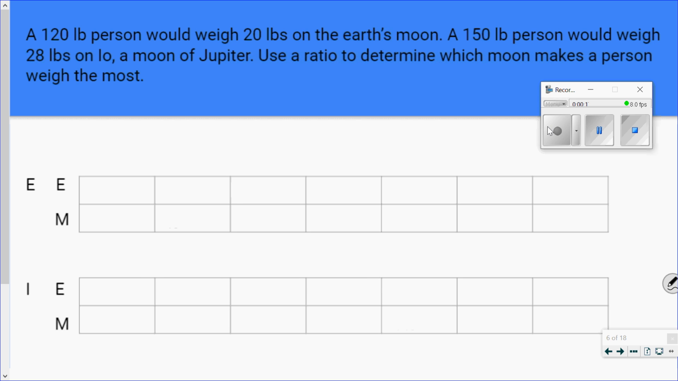So it says a 120-pound person would weigh 20 pounds on the Earth's moon. A 150-pound person would weigh 28 pounds on Io, that's capital I, lowercase o, a moon of Jupiter. Use a ratio to determine which moon makes the person weigh the most.